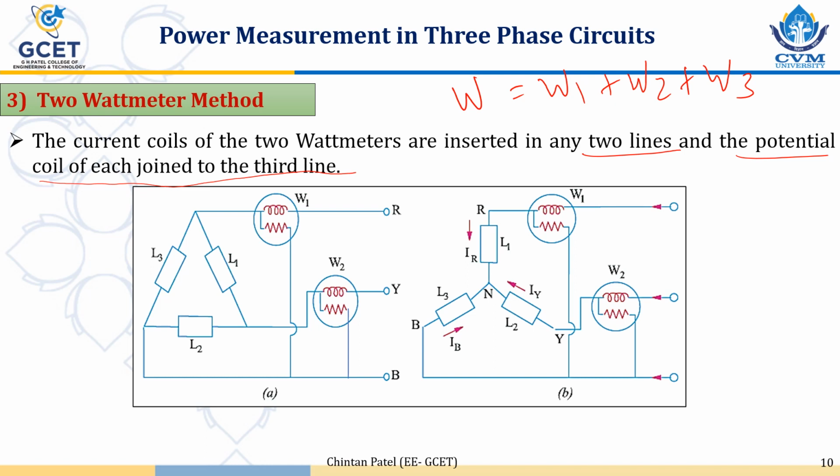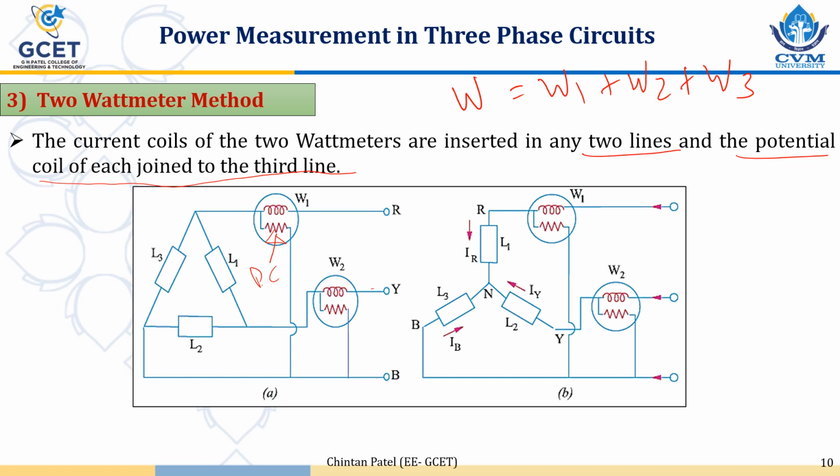W1 is connected with its current coil in R phase, and its pressure coil is connected between R phase and B phase. Similarly, W2's current coil is connected in Y phase, and the pressure coil is connected between Y phase and B phase. In a 3-phase star connected network, here we have not used the neutral conductor.